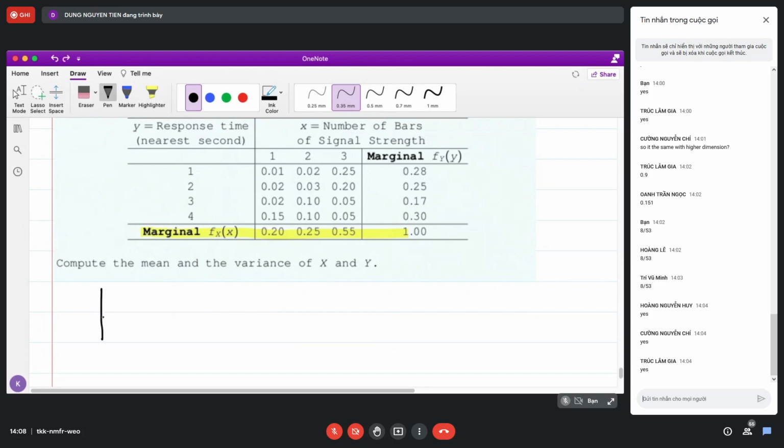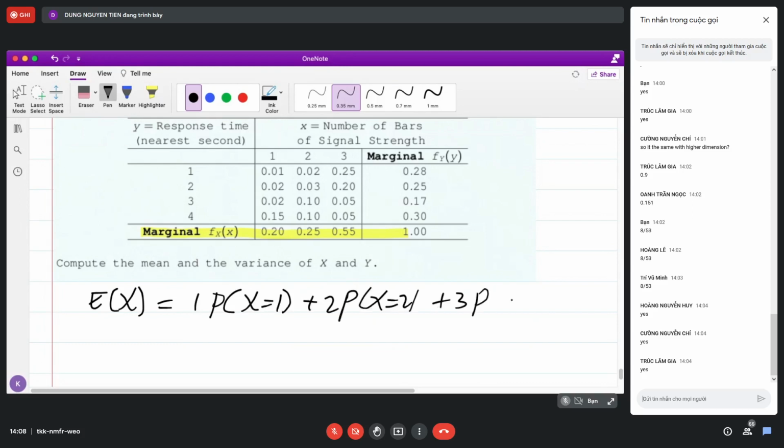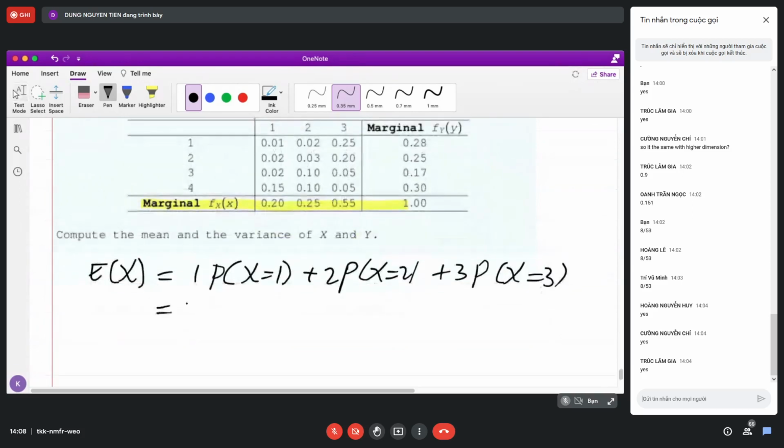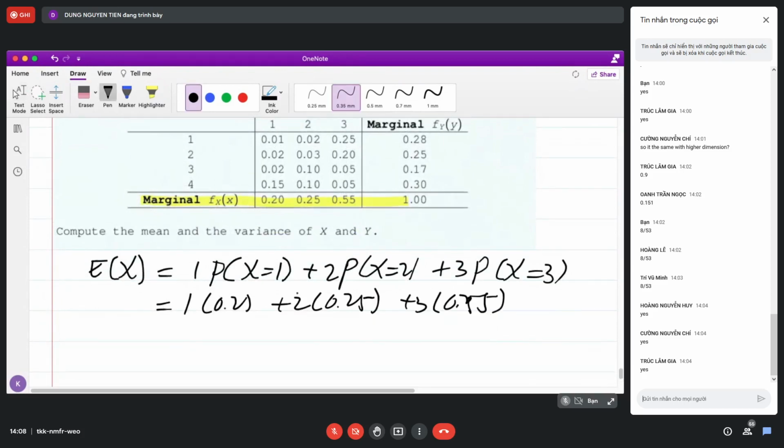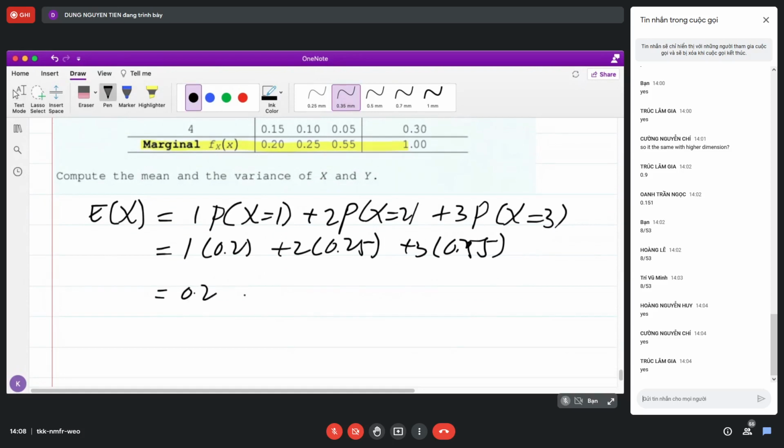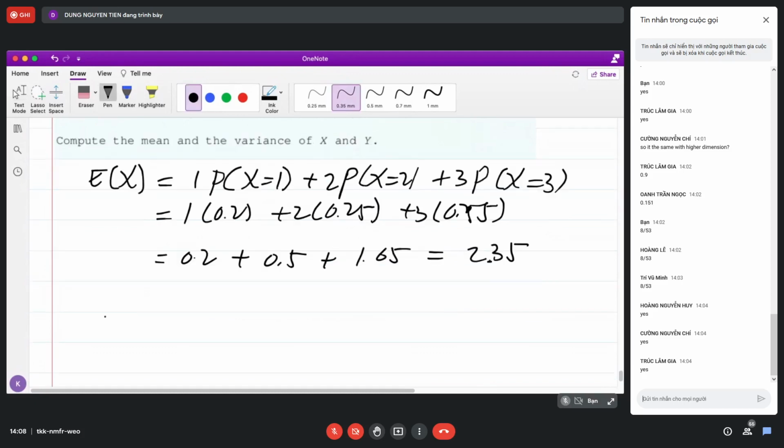Then you get the following mean value for x, which is 1 times the probability that x equals 1, plus 2 times the probability that x is 2, plus 3 times the probability that x is 3. And then you get 1 times 0.2, plus 2 times 0.35, plus 3 times 0.55. Okay? Do you understand? So you get 0.2 plus 0.7 plus 1.65, and then you come up with 2.55. Okay? That is the mean of x.